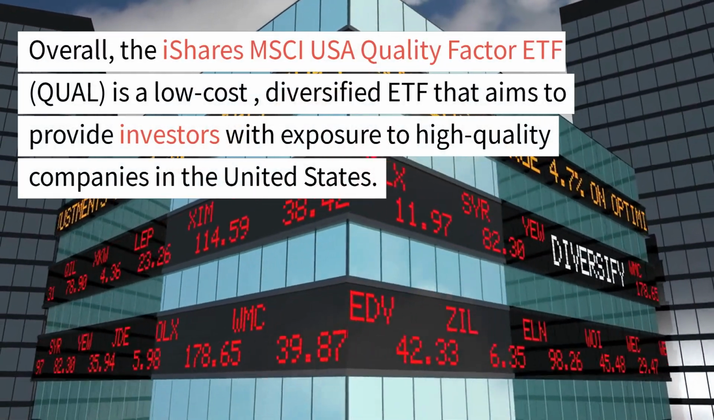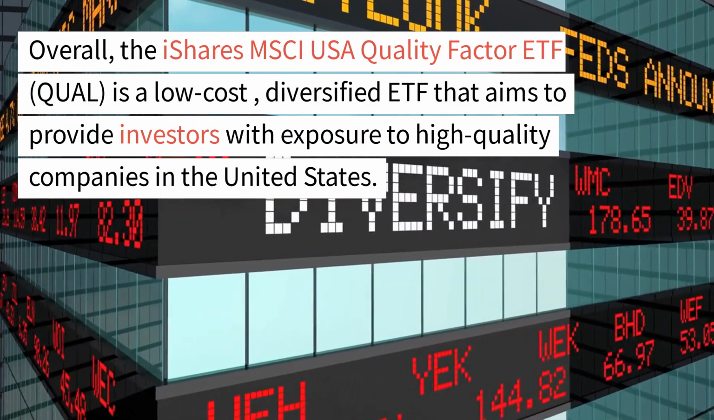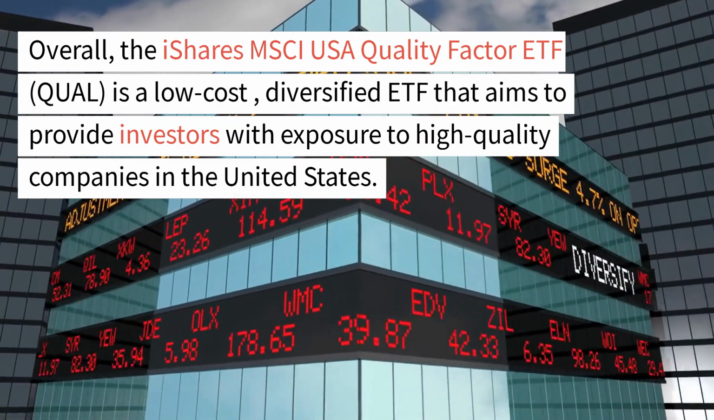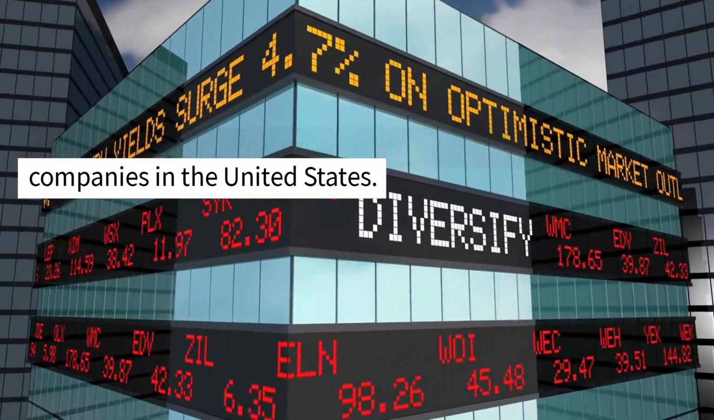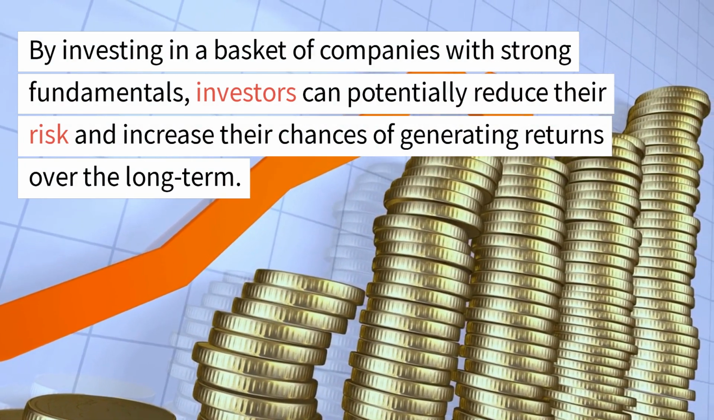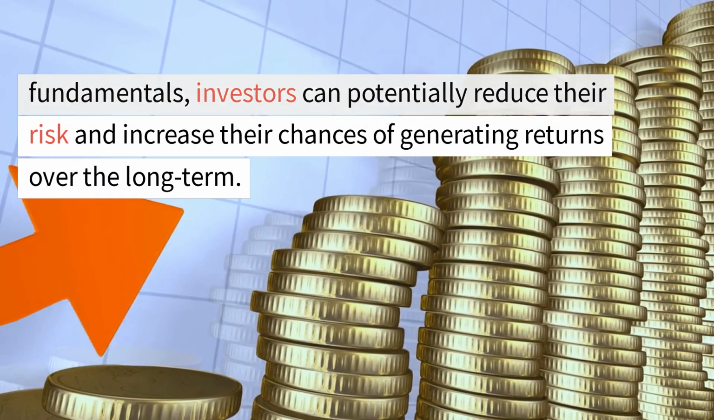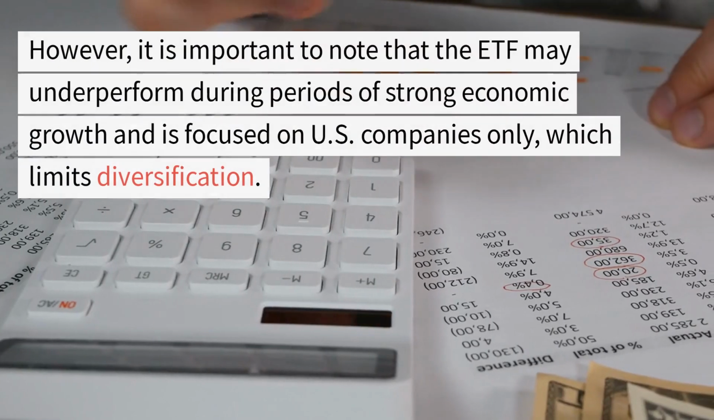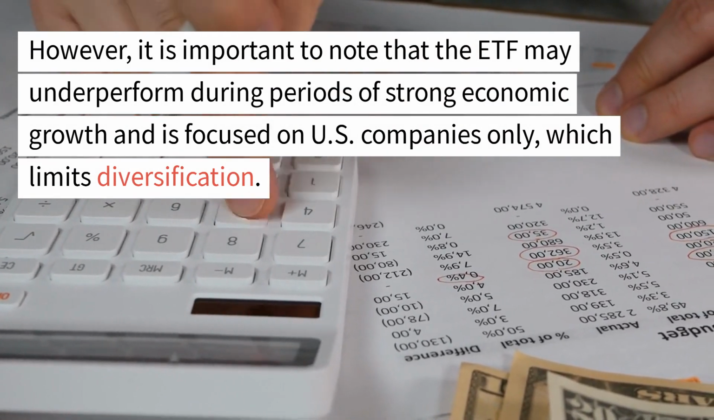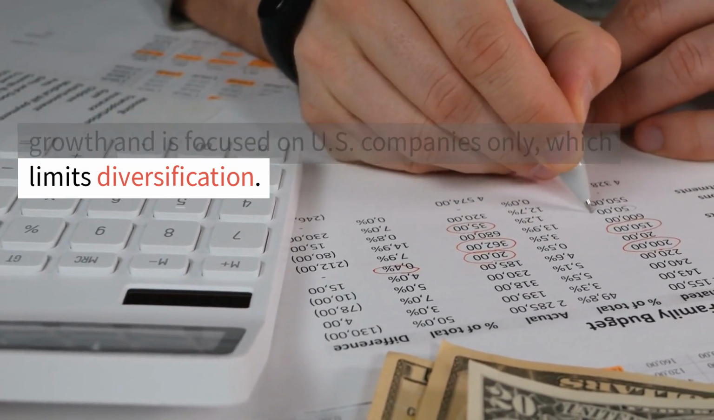Overall, the iShares MSCI USA Quality Factor ETF, QUAL, is a low-cost, diversified ETF that aims to provide investors with exposure to high-quality companies in the United States. By investing in a basket of companies with strong fundamentals, investors can potentially reduce their risk and increase their chances of generating returns over the long term. However, it is important to note that the ETF may underperform during periods of strong economic growth and is focused on U.S. companies only, which limits diversification.